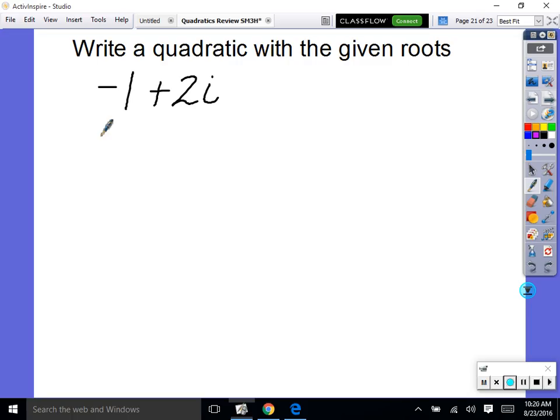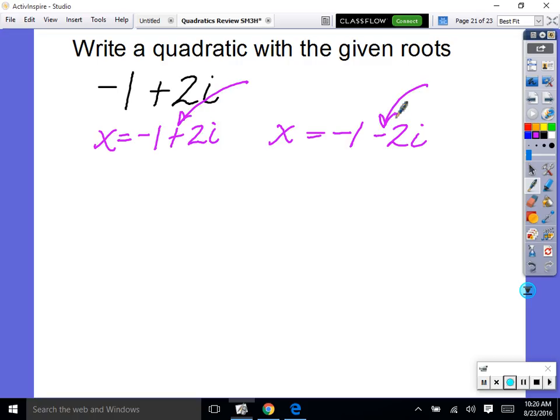So if this is a solution, x is equal to negative 1 plus 2i, that's an imaginary solution. The conjugate x is equal to negative 1 minus 2i is also a solution. Remember, conjugates are only a change of sign in between. That's why it's still negative 1, right? So now we're going to make it equal to 0.